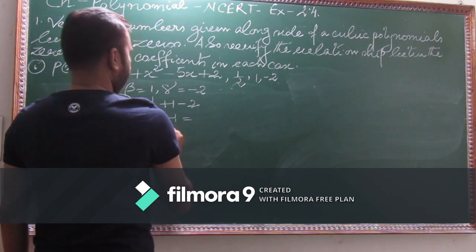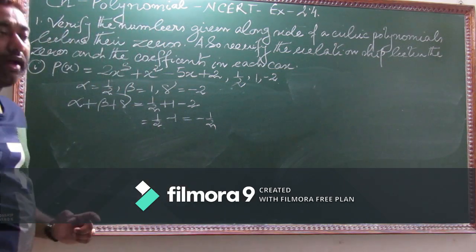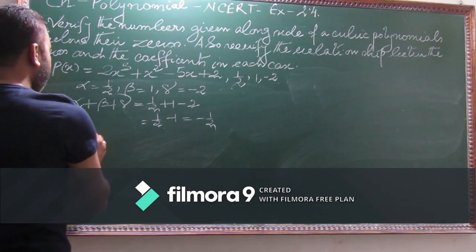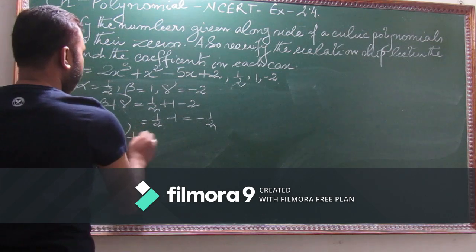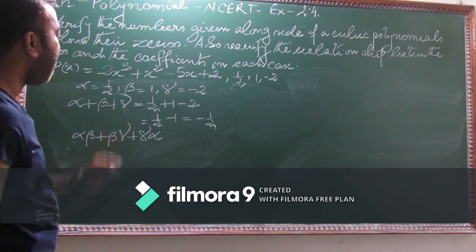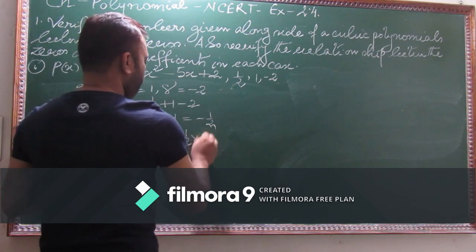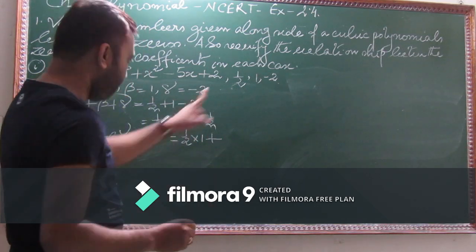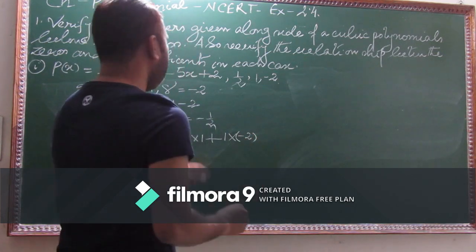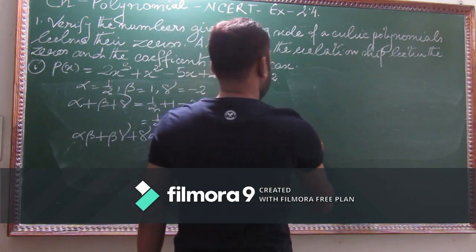This is minus half. Now I need to find alpha beta plus beta gamma plus gamma alpha. So alpha beta plus beta gamma plus gamma alpha means alpha is half, beta is 1, so this is half into 1 plus beta gamma. Beta is 1, gamma is minus 2. After that gamma alpha, gamma is minus 2 and alpha is half.